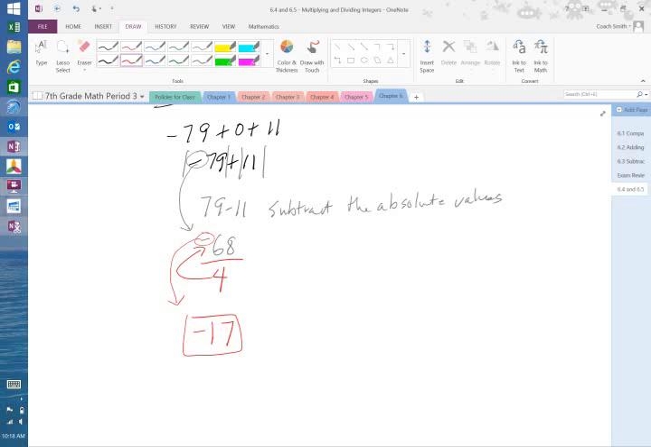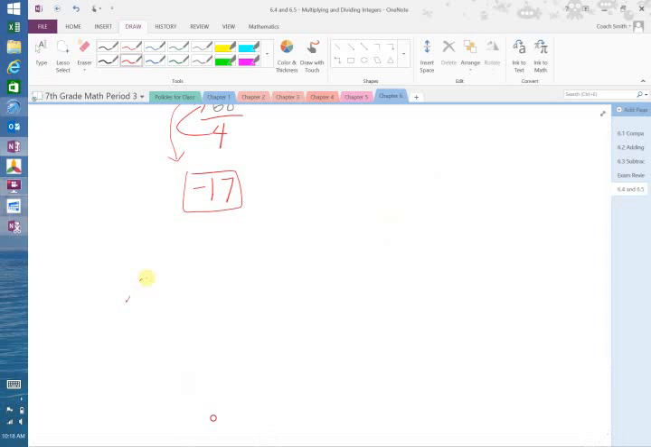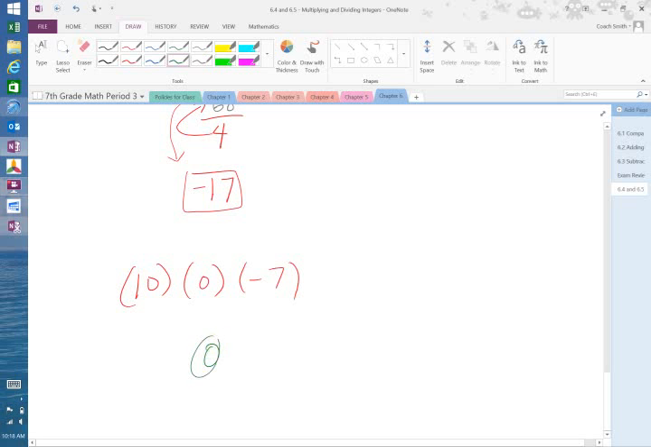Remember this, if you have 10 times 0 times negative 7, the same properties that we've learned before apply here. It doesn't matter whether you're dealing with positive or negative numbers. Anytime you multiply something by 0, it's still 0. So the answer to this problem is 0.